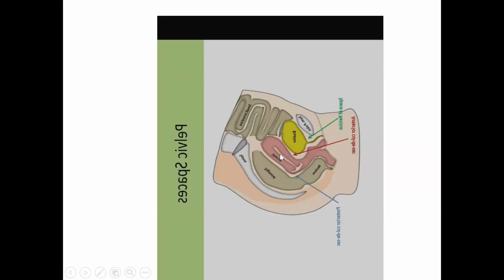We'll talk about that here in a second. Then we have this other potential space between the uterus and the bladder itself. So that's going to be our anterior cul-de-sac. And then we have a third potential space that we don't often see fluid in, and it's the space of Retzius, and it goes between the bladder and the pubic symphysis.